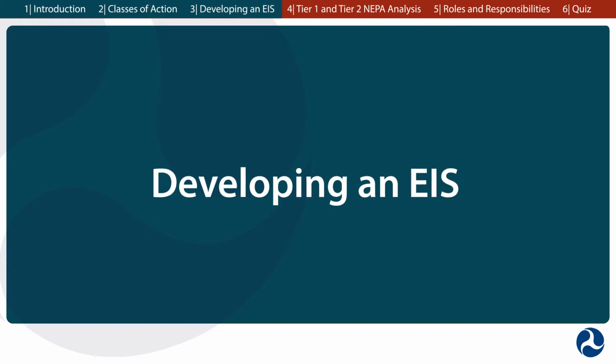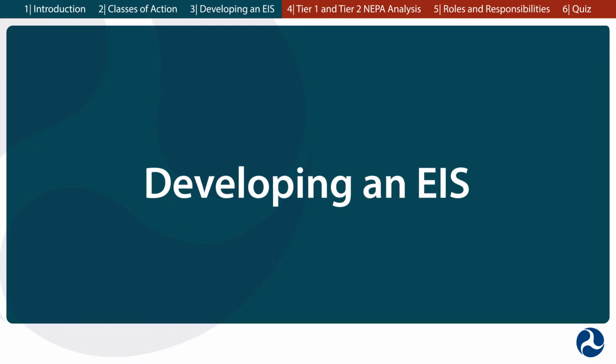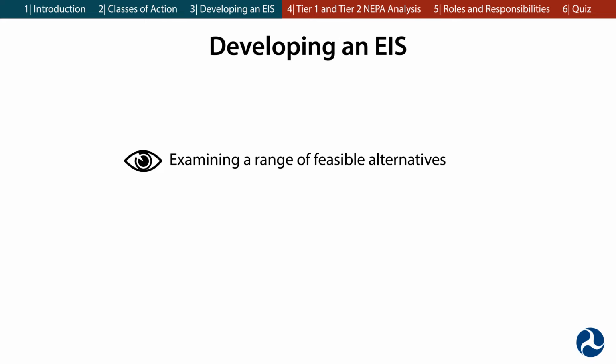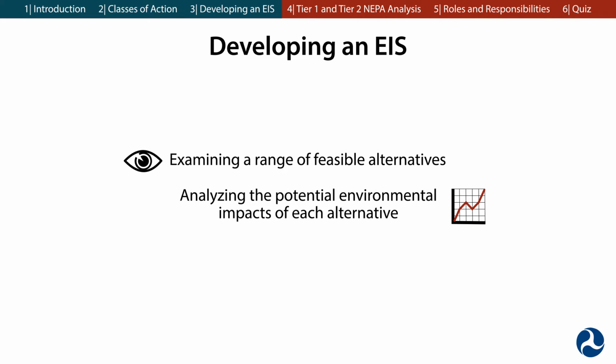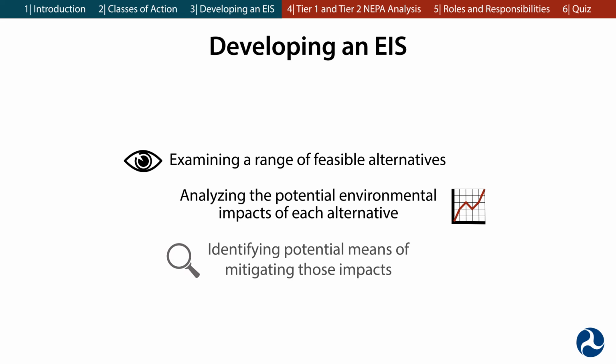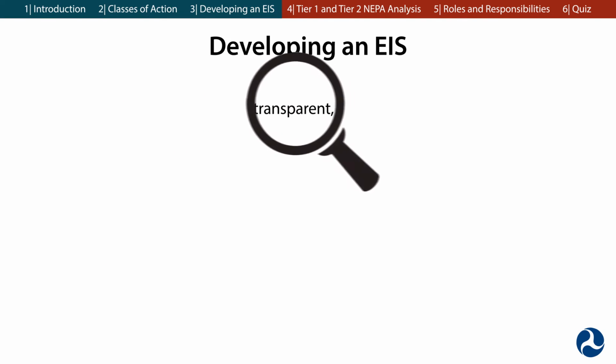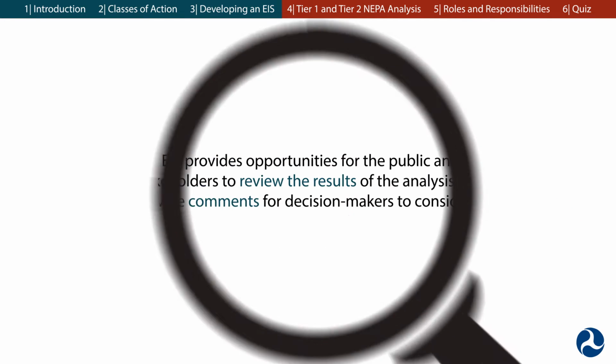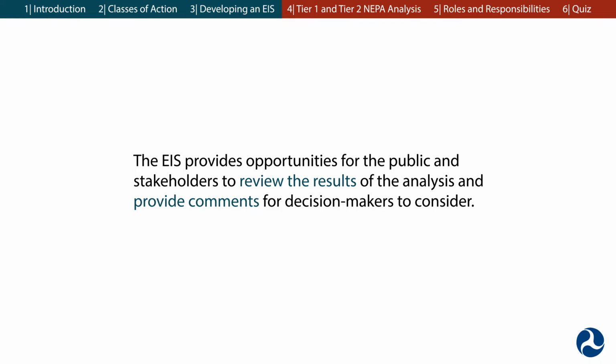Now we're going to get into the details of what is entailed when you're developing an EIS for your project. Development of an EIS incorporates consideration of the potential environmental impacts and benefits into the federal decision-making process by examining a range of feasible alternatives, analyzing the potential environmental impacts of each alternative, and identifying potential means of mitigating those impacts. The EIS enables a transparent, thorough assessment of project impacts before decisions are made to pursue one alternative. This process provides opportunities for the public and stakeholders to review the results of the analysis and to provide comments for decision makers to consider.